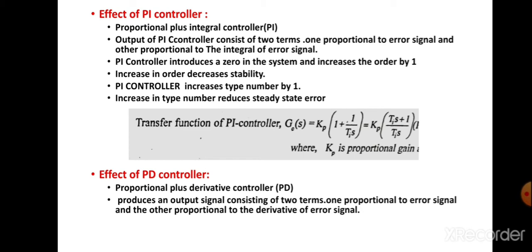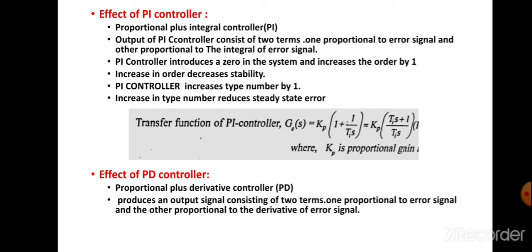See, usually the PI controller is introduced in the open loop part of the system. So when we are calculating the gain, the overall gain, or the overall transfer function, will be changed due to the introduction of the PI controller. Actually, it introduces a 0 in this system, and also it increases the order of the system by 1. And see, when the order is increased, the stability of the system is decreased.